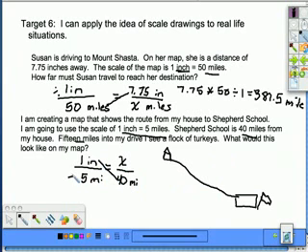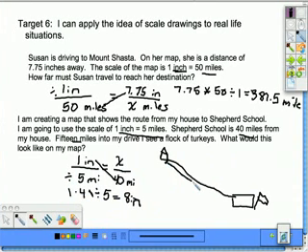So I have a proportion. 1 times 40 divided by 5 will give me 8. This is 8 inches. That means if I was drawing this to scale, I would take my ruler, and from here to Shepherd School should be 8 inches.